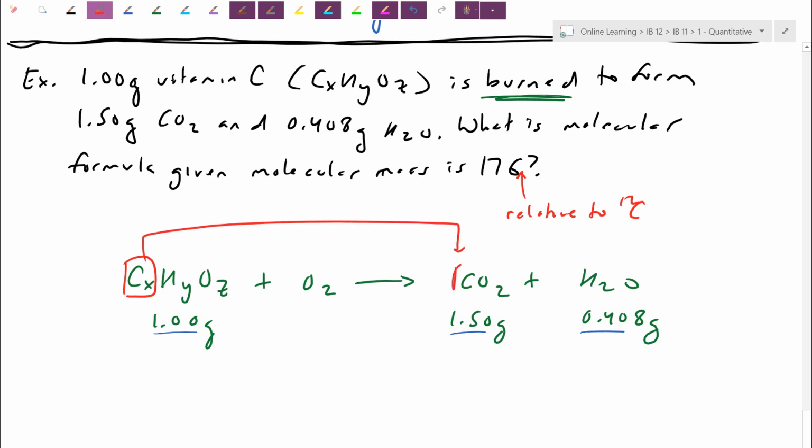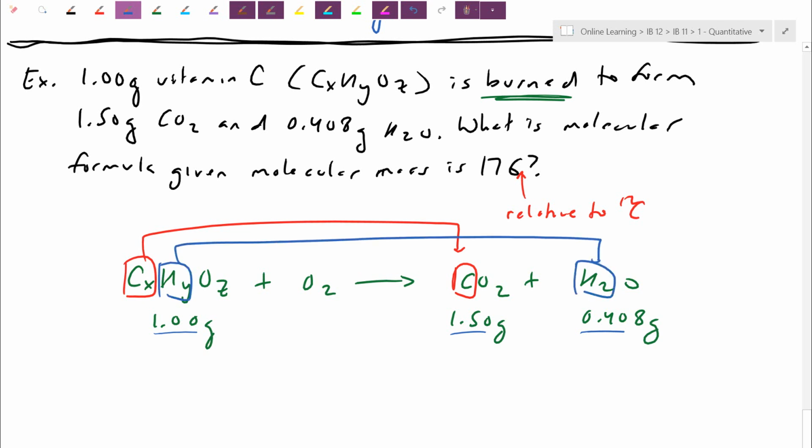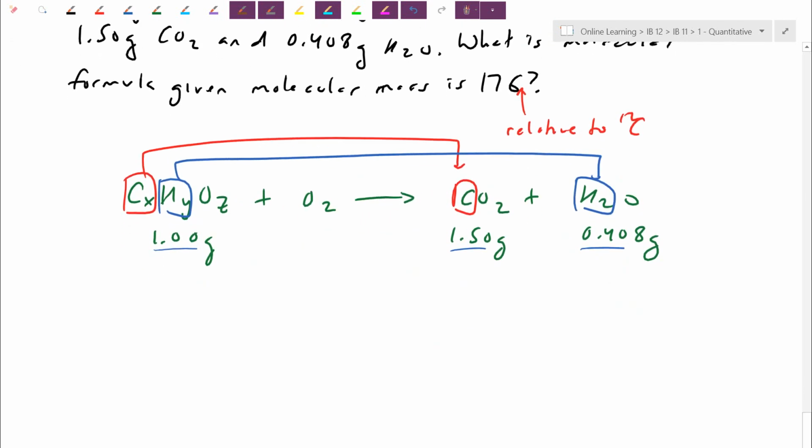Well, the carbon went to CO2, regardless of whether I can balance or not. The hydrogen, in a similar fashion, likewise goes to water. So those two are really easy. You can just use percent composition of carbon, percent composition of hydrogen. You can get those numbers. The question here is, our vitamin C actually has some oxygen source as well.